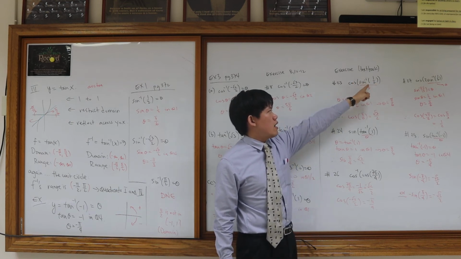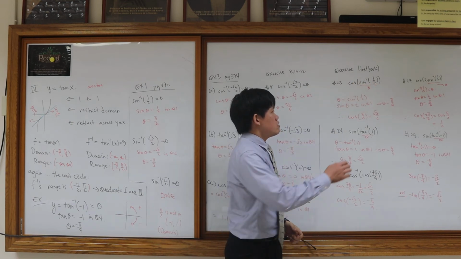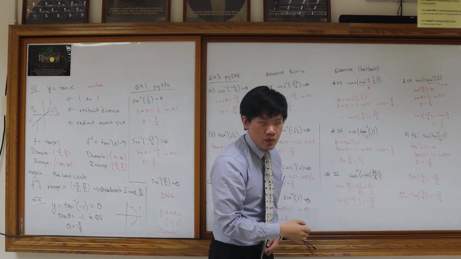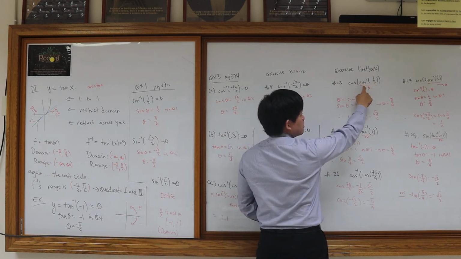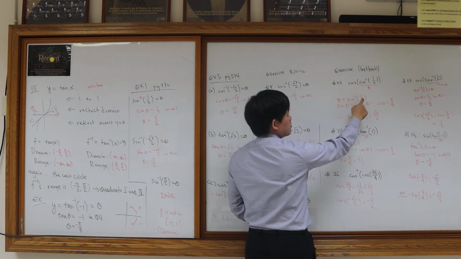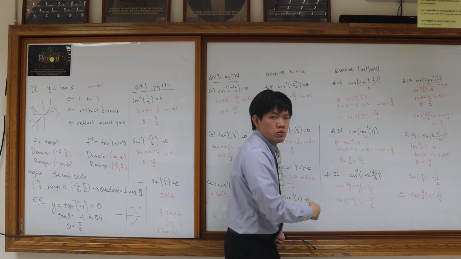That's cosine of arc sine of 1/2. What you remember here is cosine on the outside, therefore this inside must be an angle. So that means sine inverse of 1/2 is equal to theta. That means theta is equal to arc sine of 1/2. Same, this is equal to each other.